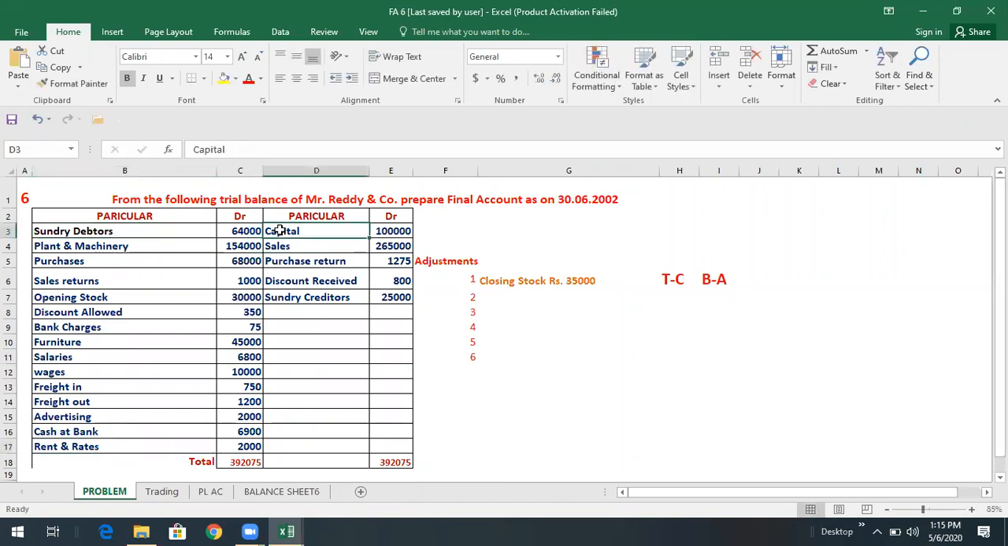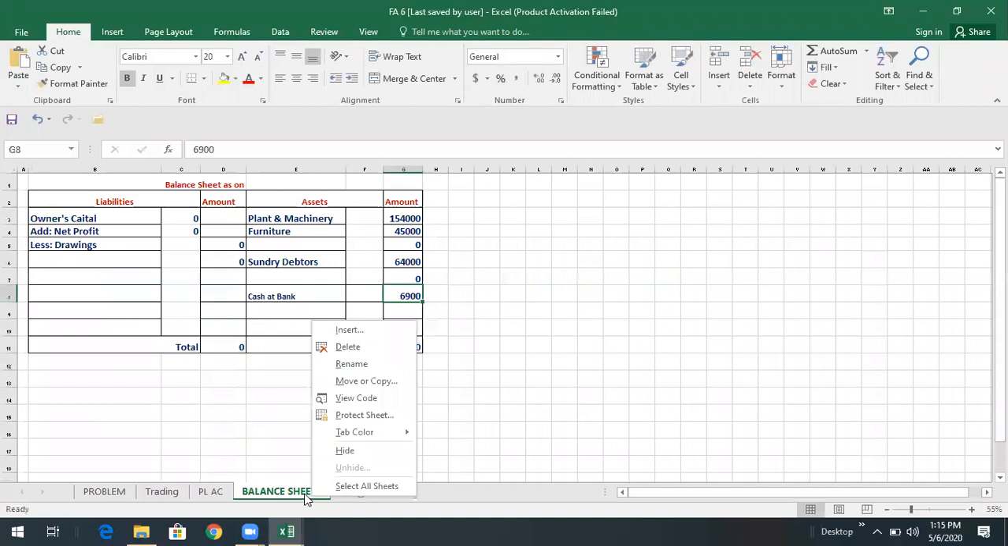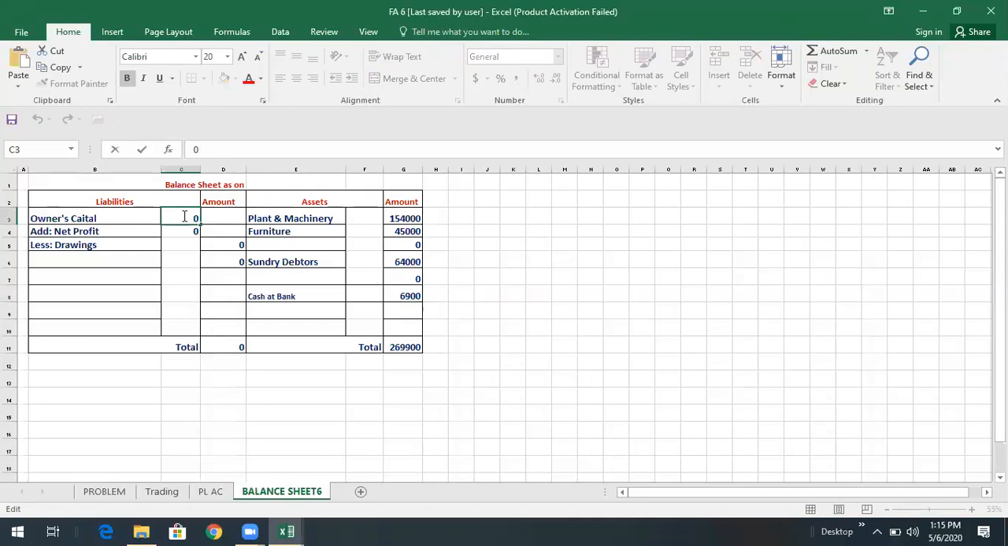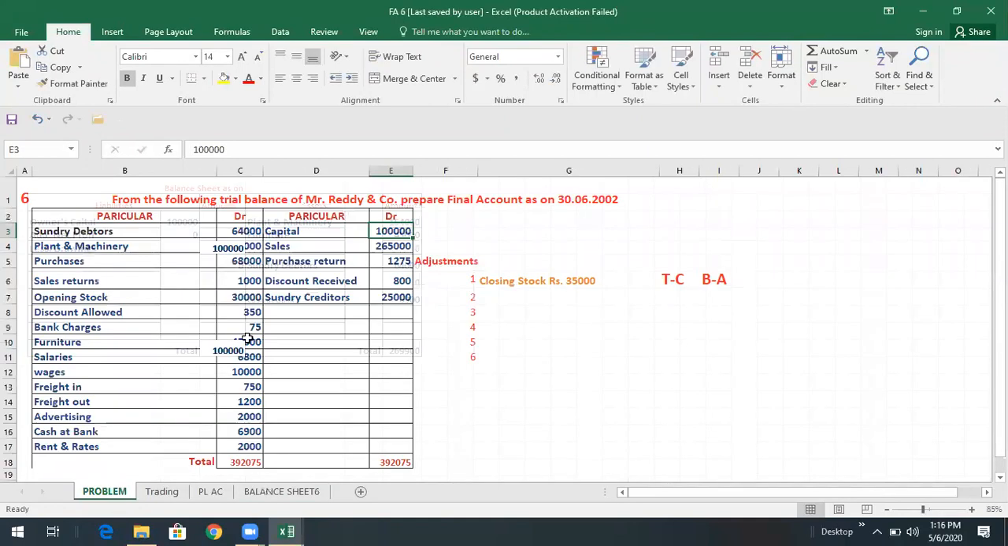Now go for credit side. What is the first one? Capital. What is the value? 1 lakh. Capital is a liability. Liability means we enter it on the liability side. So balance sheet, liability side, owner's capital. Owner's capital means the capital. The amount is 1 lakh rupees. I entered in balance sheet, liability side, as owner's capital.